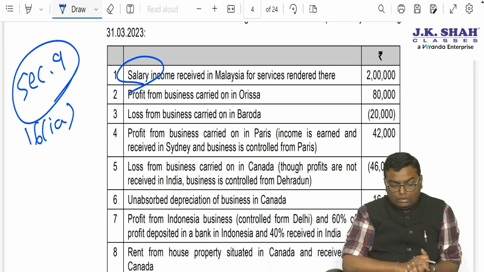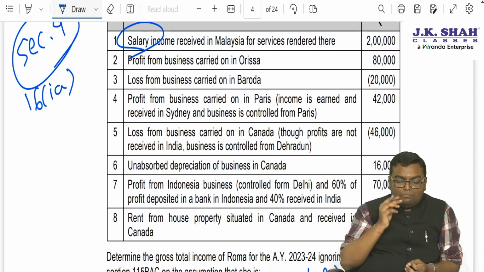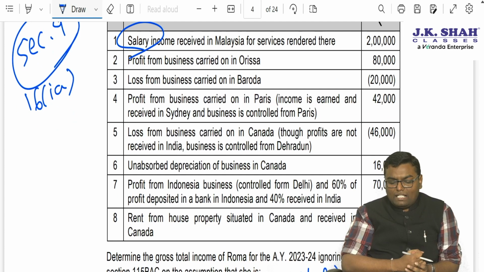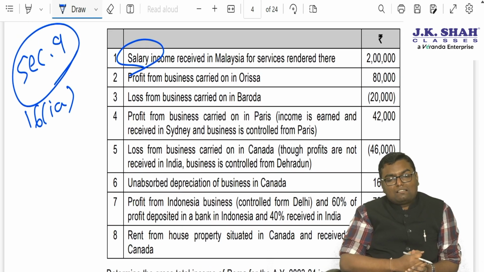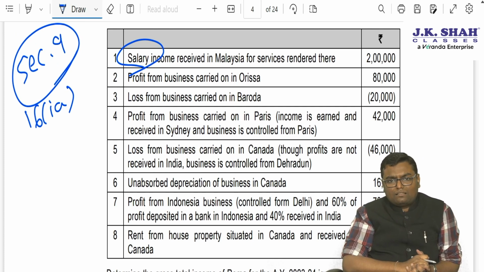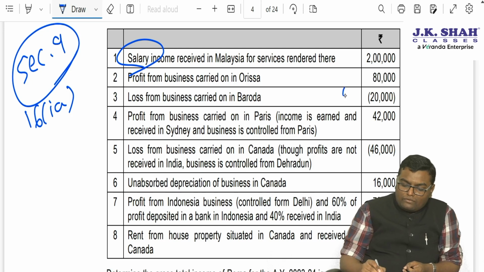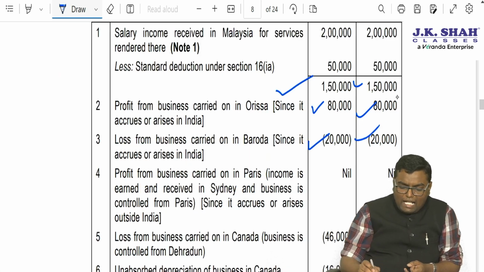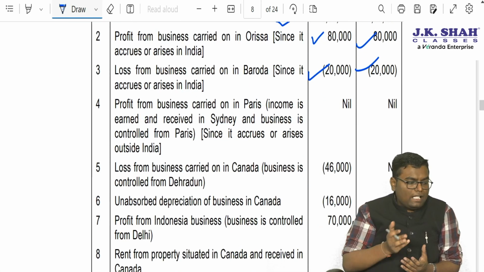Right? Loss from business carried on in Baroda. So if any business is carried on in India, again, Baroda is a part of India. So any kind of business done in India, then taxable in India to all the three statuses. So even the loss is also deducted by any of the statuses. So this 20,000 rupees of loss can be deducted by either of this, RBNOR or NR.